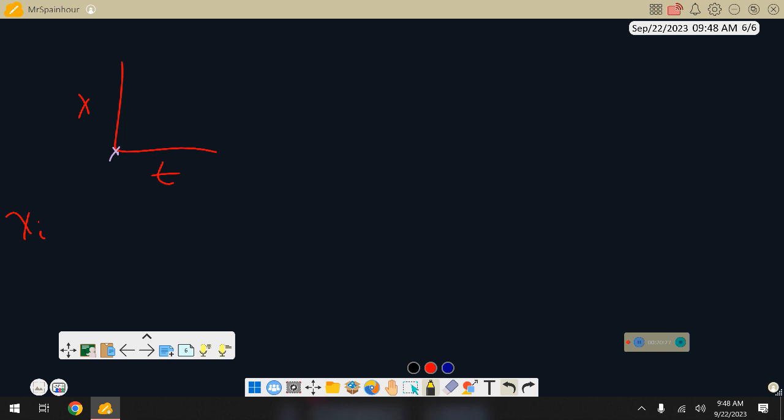Next, this is the one that people struggle with the most. What was my starting velocity? 0. So that is not why I start here. I start here because of initial position. How does velocity appear on this graph?